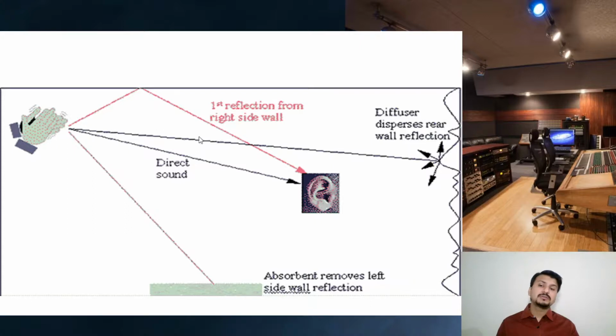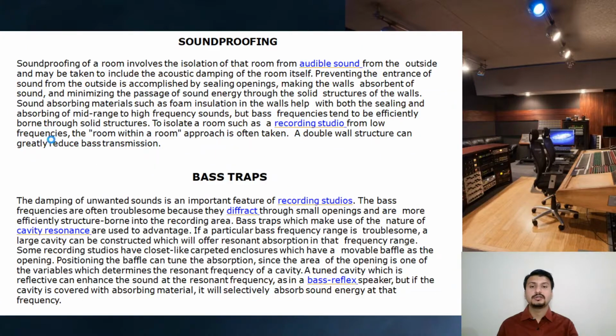Maybe the voice comes to this place, and if there were a straight wall, it would automatically get reverb, but here it is a diffuser. So when the voice comes to this place, it gets dispersed in various directions. And on the bottom you can see there is a sound coming in. This absorbent is there, which removes the left side wall reflection. So diffuser and absorbent play a very important role inside the studio, and you need to keep them in mind while planning a sound recording studio.